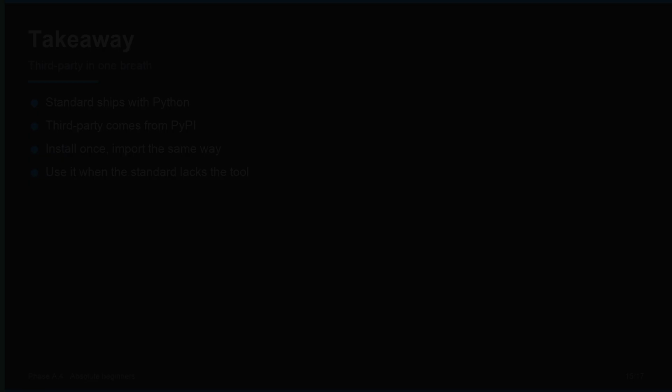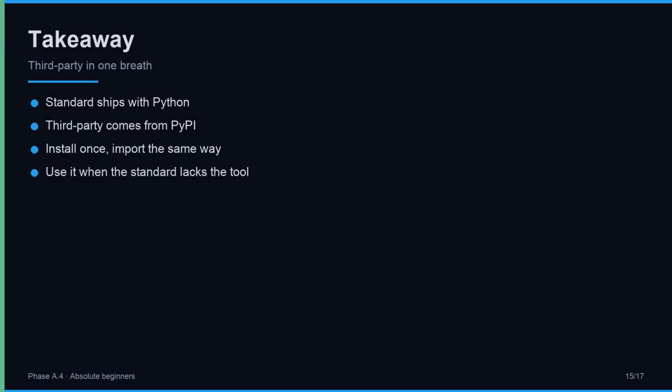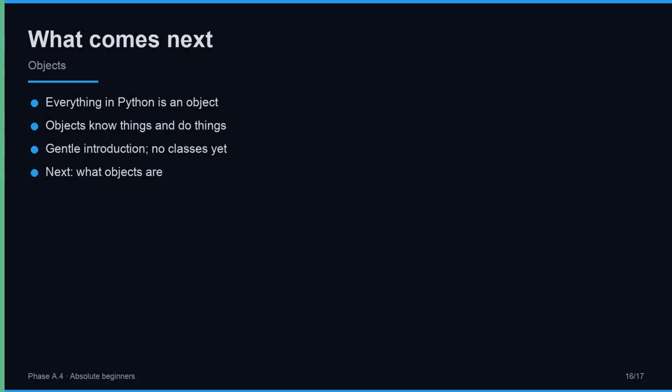Big picture check. The standard library ships with Python. Third-party libraries come from the Python Package Index. You install them once, after that, the import word is the same. Use third-party when the standard library lacks the tool you need. That is the whole idea. Everything else, installation, versioning, pyproject, comes in a later phase when you learn UV projects.